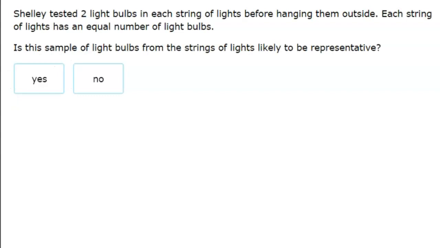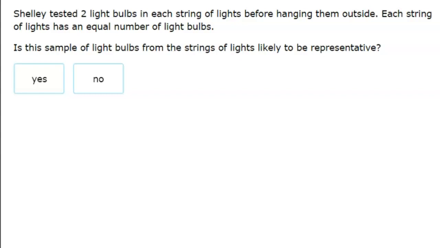Shelley tested 2 light bulbs in each string of lights before hanging them outside. Each string of lights has an equal number of light bulbs. Is this sample of light bulbs from the strings of lights likely to be representative? So we're trying again. What is she talking about? So she's only choosing 2 light bulbs in each string.